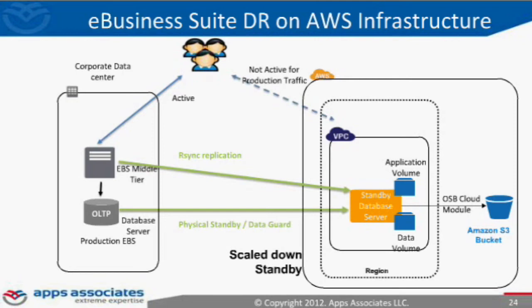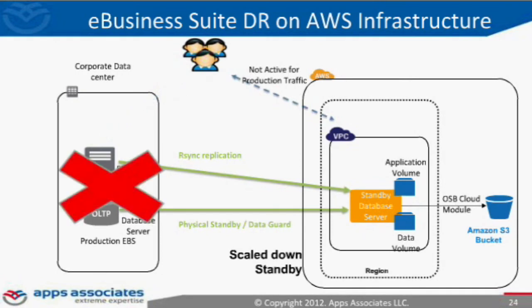The assumption here is that we're leveraging the Data Guard feature of the Oracle database to maintain a physical standby. We're also able to synchronize the application files as required, using rsync or any other utility available in your native operating system, to the DR environment in the AWS region of your choice. Now, when there is a failure of some sort that causes the loss of your primary production environment, we activate the DR site.